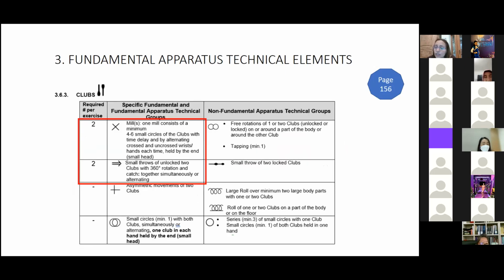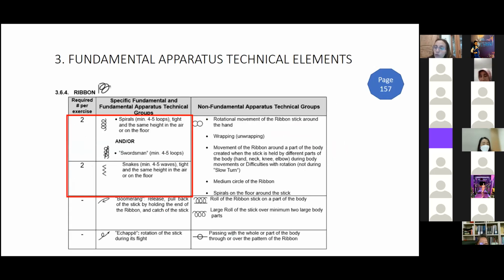For the clubs, we require the 2 mills and the 2 small throws. For the ribbon, we require the spirals and the snakes, or spirals or swordsmen, up to the coach. So it's not a requirement like an individual, the boomerang or the échappé.